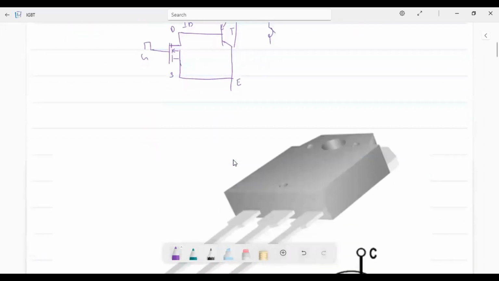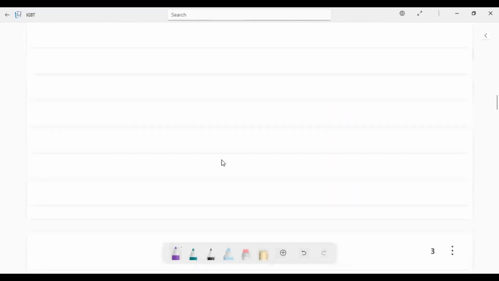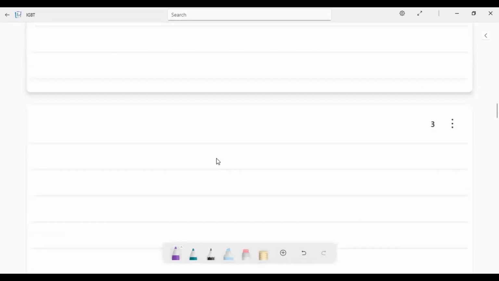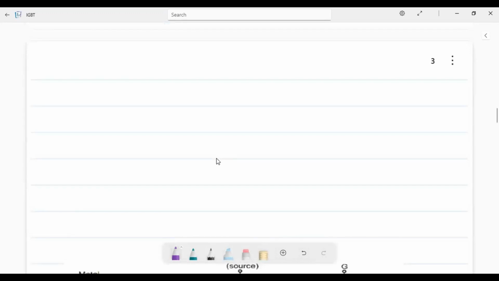So we will see the internal diagram of IGBT. This is the internal diagram of IGBT, or the layer structure. Depending on this layer structure, we can classify IGBT into two types. It is mainly classified into two types, that is punch-through IGBT and non-punch-through IGBT.